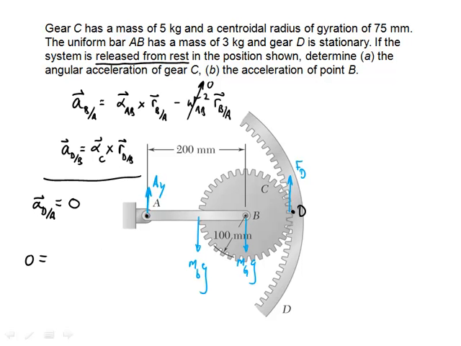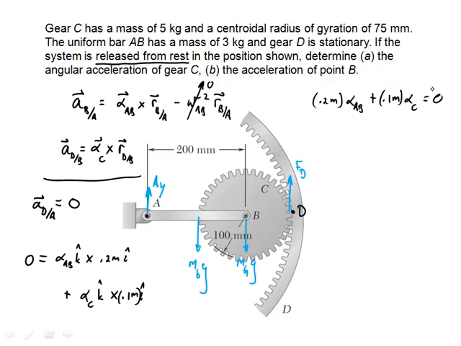So 0 equals alpha AB, which I'm going to assume is in the positive k direction, crossed with 0.2 meters in the i hat direction, plus alpha C, which I'll also assume is in the positive k direction, crossed with 0.1 meters in the i direction. Well, k cross i is j, and so I get 0.2 meters alpha AB plus 0.1 meter alpha C equals 0, and so I can say that alpha AB times 2 equals minus alpha C. So if alpha AB is counterclockwise, alpha C is clockwise.